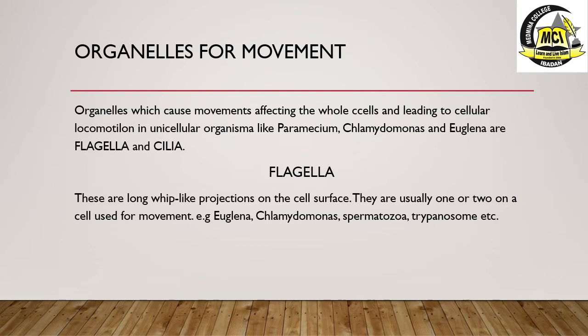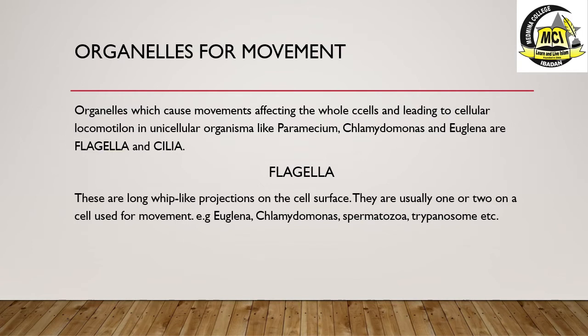Now let's look at the flagella. How can we describe the flagella? The flagella is a long whip-like projection on the cell surface. They are usually one or two on a cell, used for movement or locomotion. E.g., Euglena, Chlamydomonas, spermatozoa, and trypanosome make use of flagella.